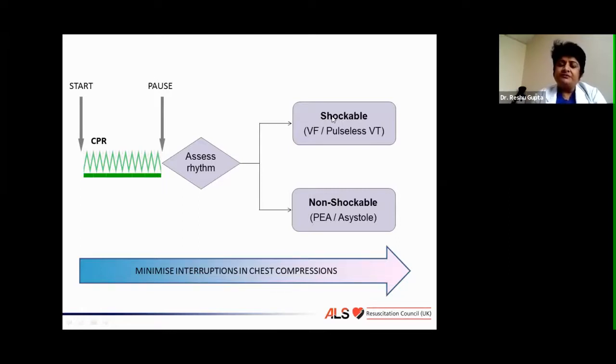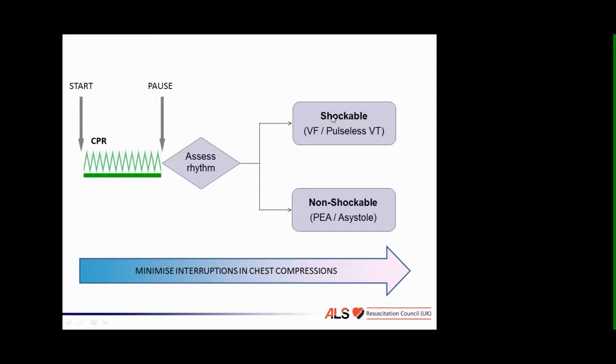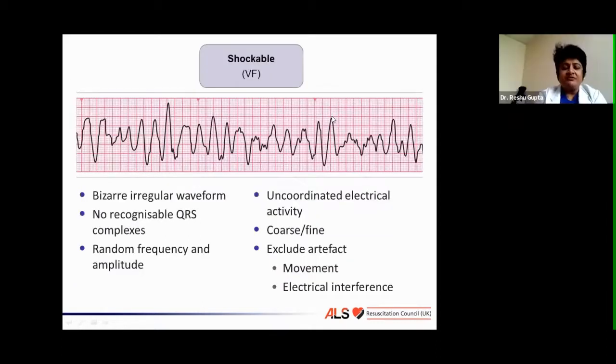So there are 4 cardiac arrest rhythms, as we all know. Those are VF, that is ventricular fibrillation, and pulseless VT. These 2 are the shockable rhythms, and the non-shockable rhythms are asystole and pulseless electrical activity. So this is VF, if you see it in the ECG. It is bizarre and irregular. There is no QRS. The frequency is random, the amplitude is random, there is no coordination of the electrical activity, and it's very fine.